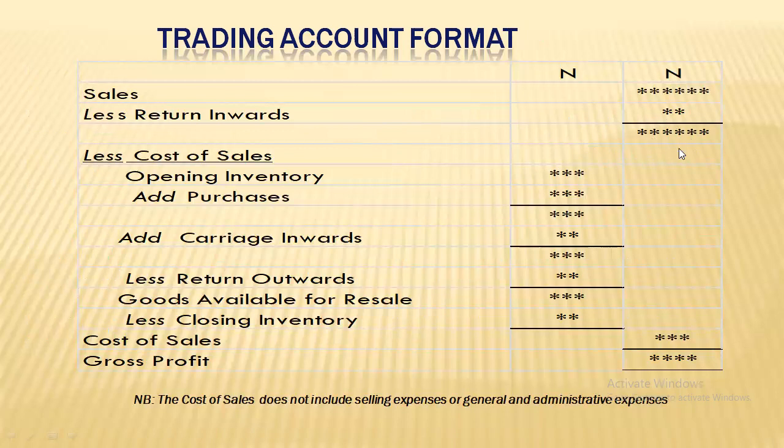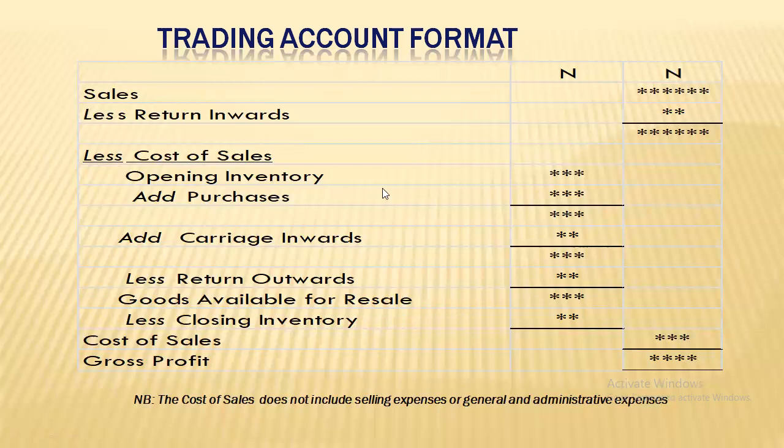So after we have derived the net sales, the next thing will be to determine our cost of sales. Don't forget, I told you that there are three major components in determining cost of sales. You have your opening inventory, that's your beginning inventory. You add your purchases, and you less your closing inventory. But that's just for a simple trading account. So this one is a bit upgraded.